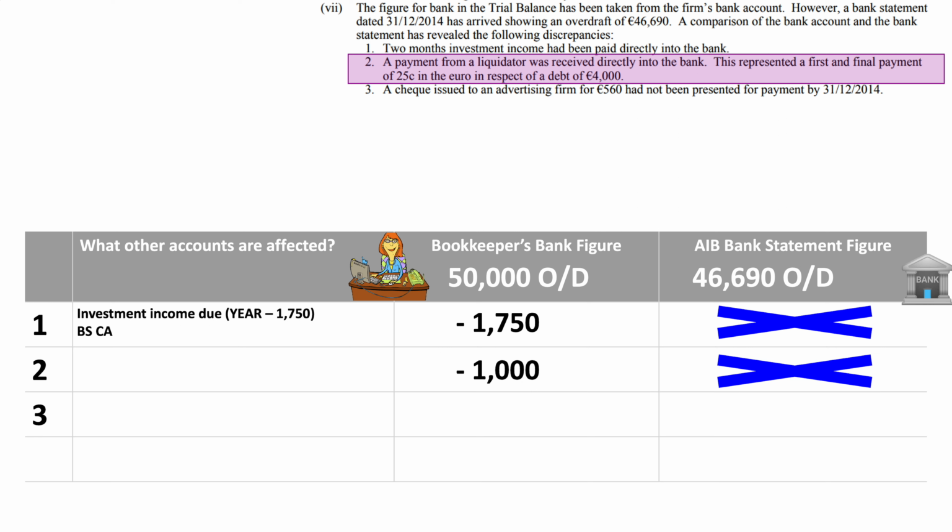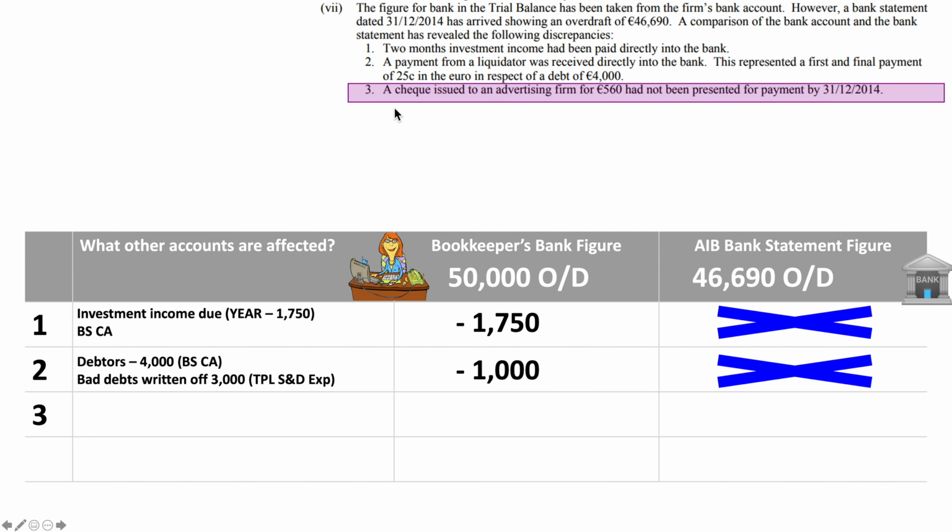Then they have to show that the debtor, the person that had owed them money, is going to reduce by €4,000, because the debtor has paid them 1,000, but then they're never going to pay the other 3,000, which is 75 cents in the euro in respect of a debt of €4,000. That's bad debts written off, €3,000, which goes into selling and distribution expenses, and for the debtors, we minus 4,000.